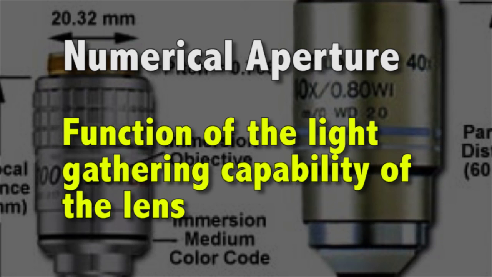Another important feature that we discussed previously was numerical aperture. Remember that numerical aperture is a function of the light gathering capability of the lens. It's the strength of the objective at bringing light into the optical path to resolve your image.